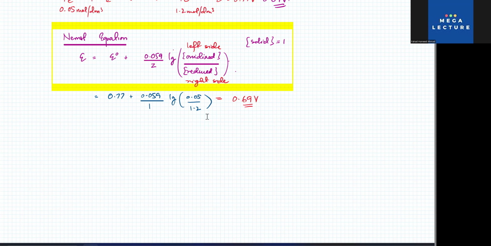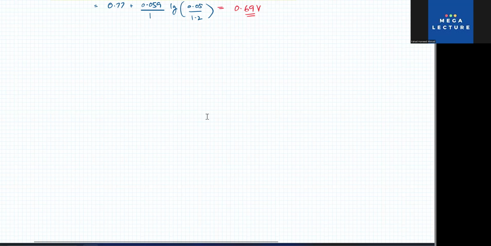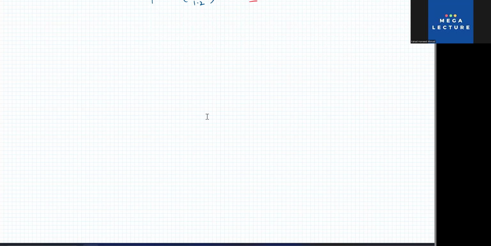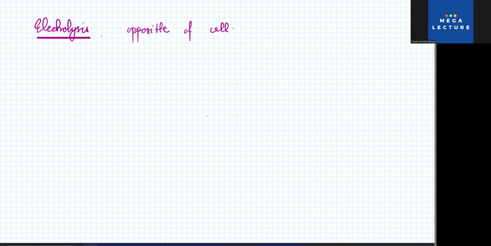So I'm just going to try and finish the rest of it. There's one thing that's left, and that's electrolysis. We're going to try and quickly do electrolysis. Now remember, electrolysis is the opposite of what a cell is. It's exactly the opposite of what a cell is. A cell produces electrical energy.